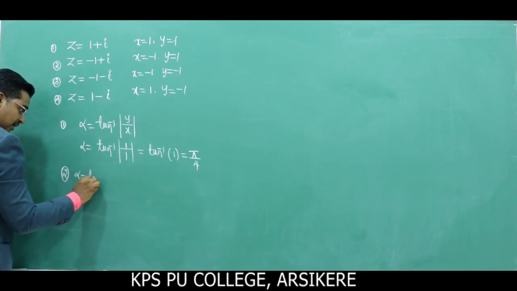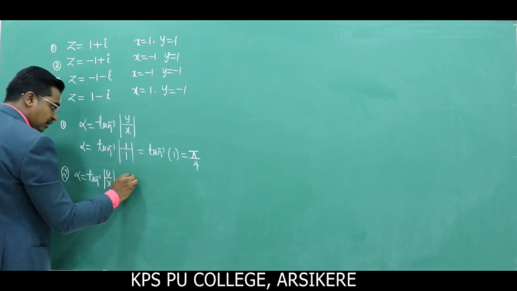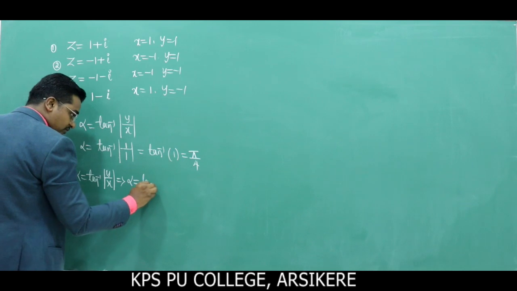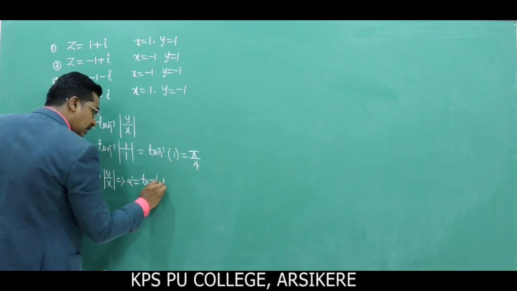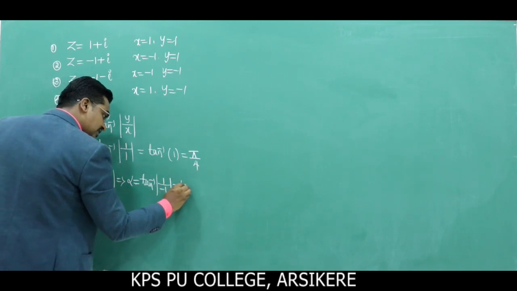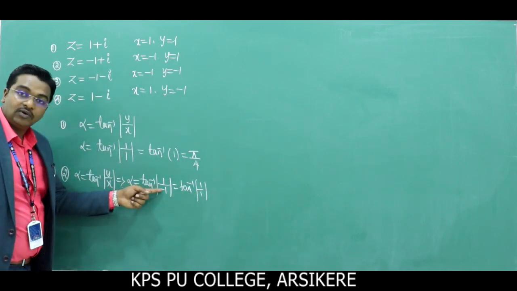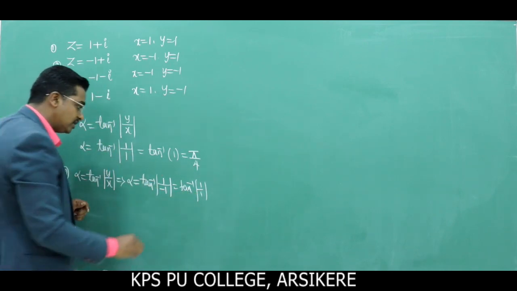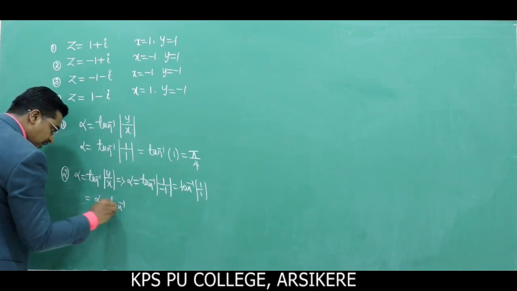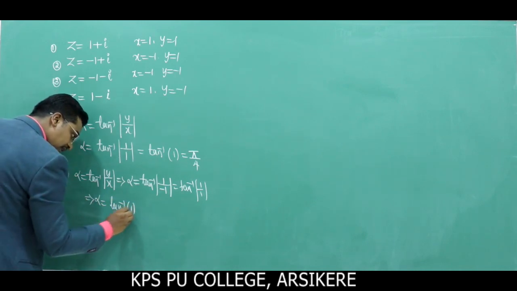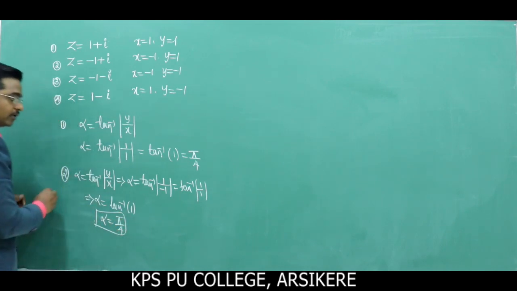For the second one, consider alpha is equal to tan inverse of the same formula, mod of y by x. Y is positive, x is negative. So 1 divided by minus 1. This is nothing but tan inverse of 1 divided by 1, because when the negative is removed, we get positive. So alpha is equal to tan inverse of 1. Again you will get alpha is equal to pi divided by 4 for the second number.